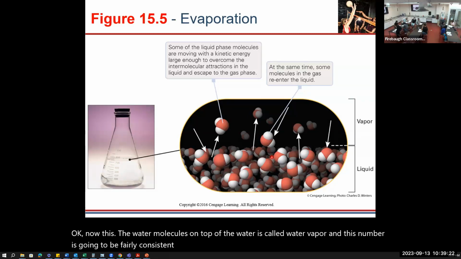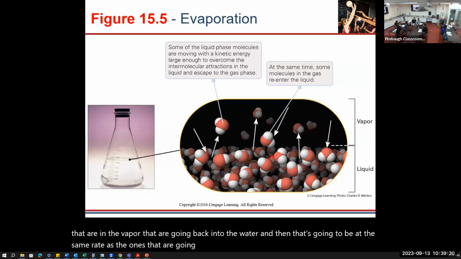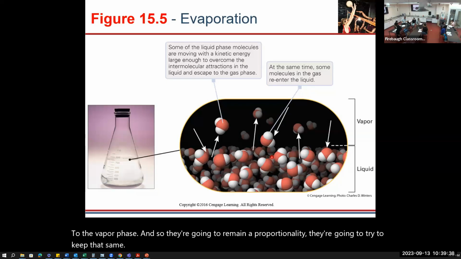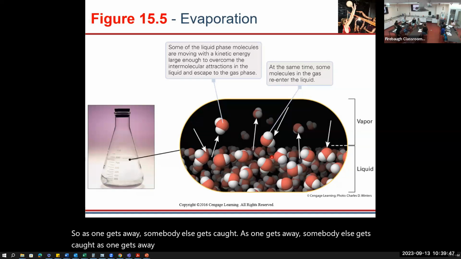So what's going to happen is that you're going to have ones that are in the vapor going back into the water, and that's going to be at the same rate as the ones that are going to the vapor phase. And so they're going to remain in proportion. They're going to try to keep that same number. So as one gets away, somebody else gets caught. But that's happening at the same rate.